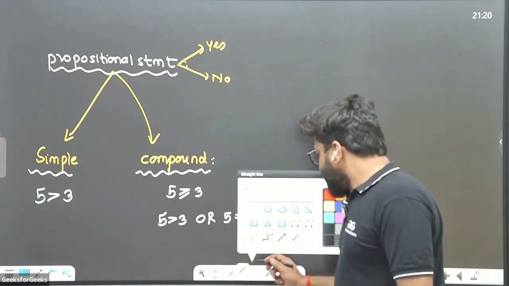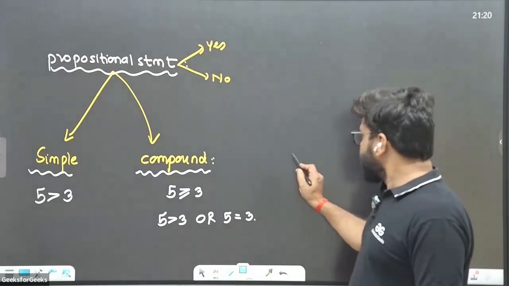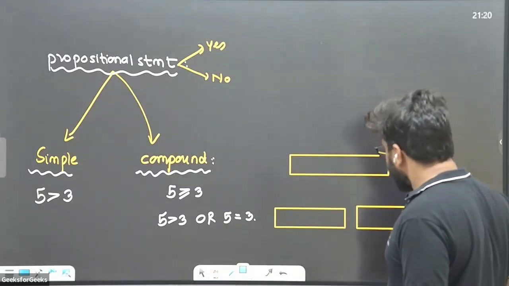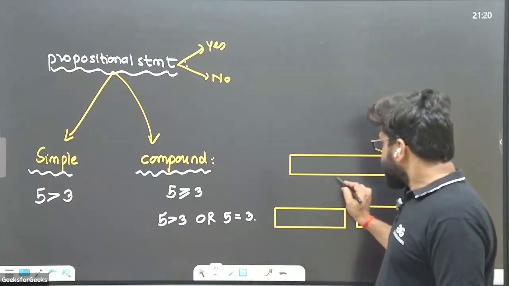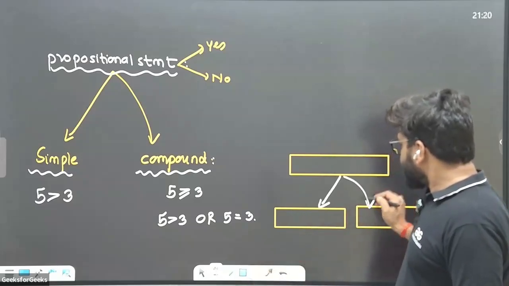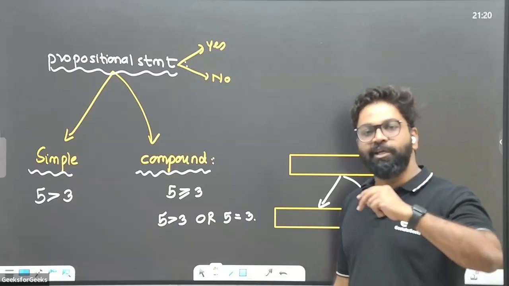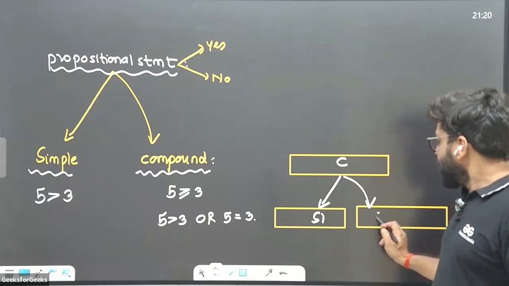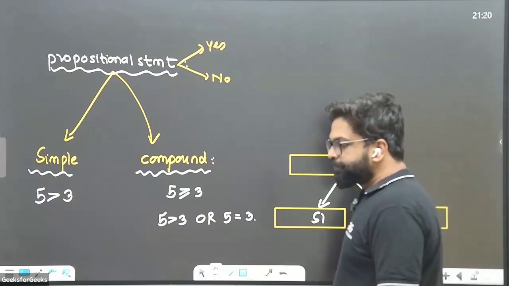So if you try to understand the visual representation of a compound propositional statement, it is a type of propositional statement which you can divide into multiple simple propositional statements. So this is your compound, and you can divide it into two simple propositional statements.